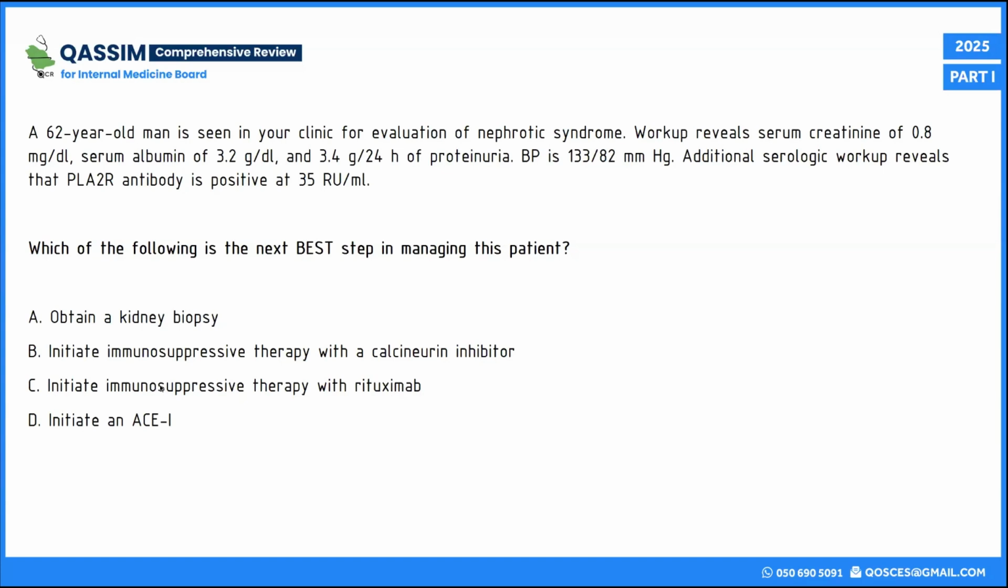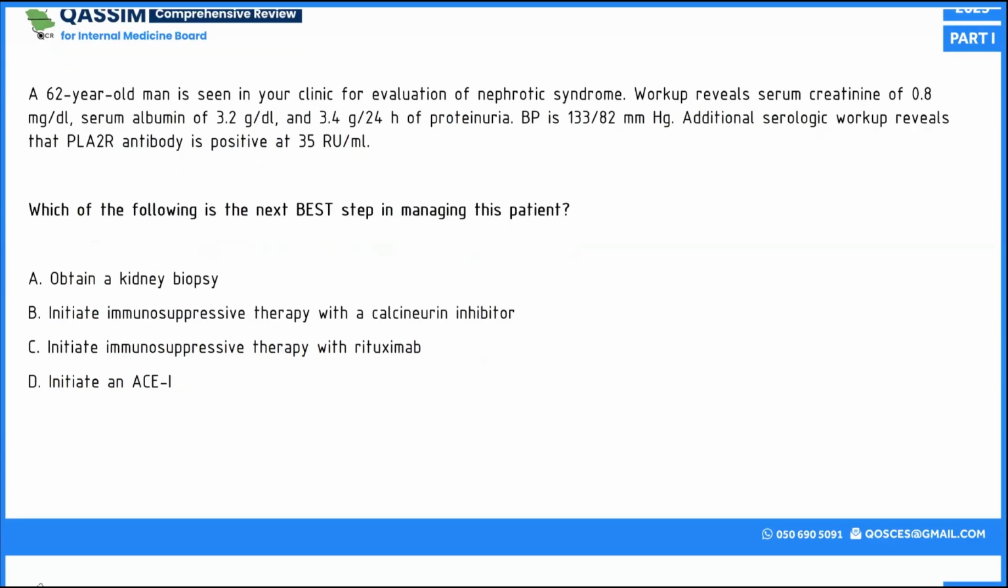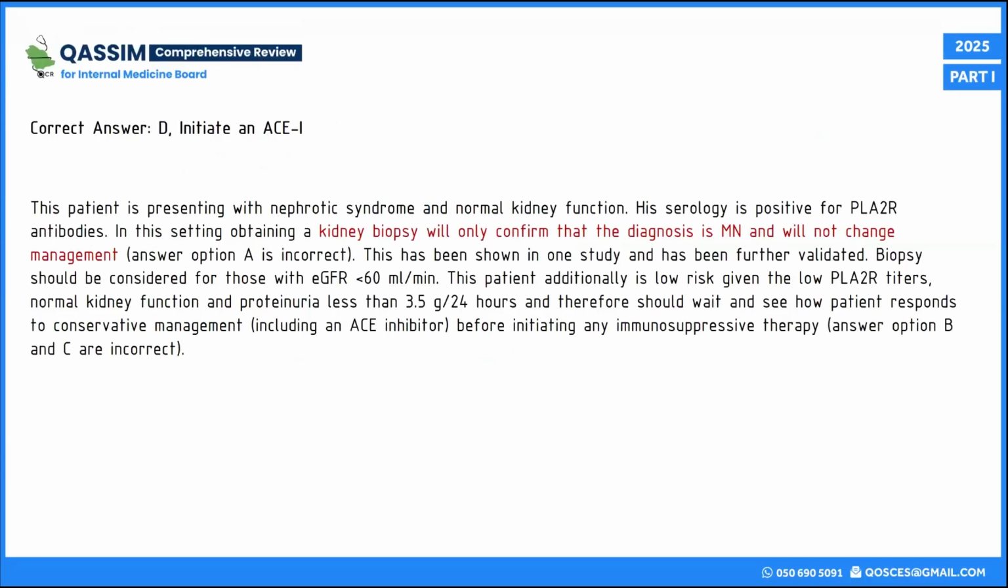Then we monitor the patient and see if he needs more. But if after 6 months there is persistent proteinuria of 4 grams and the level of phospholipase is high, we can initiate immunosuppressive medication. So the patient is presenting with nephrotic syndrome, normal kidney function, serologically positive for phospholipase. Obtaining a kidney biopsy will only confirm the diagnosis of membranous and will not change the management.